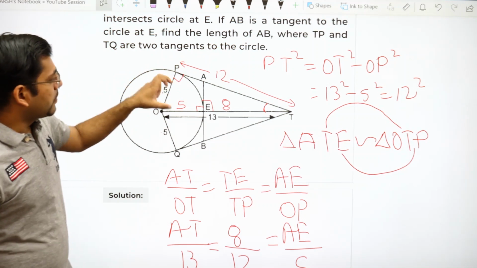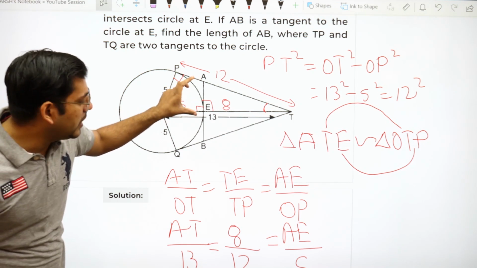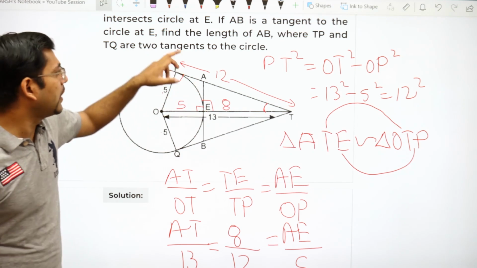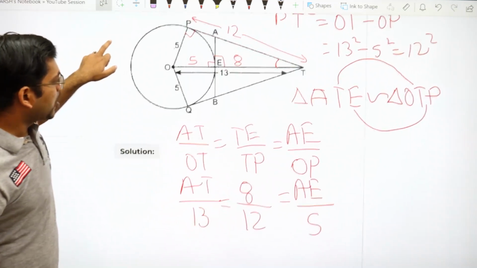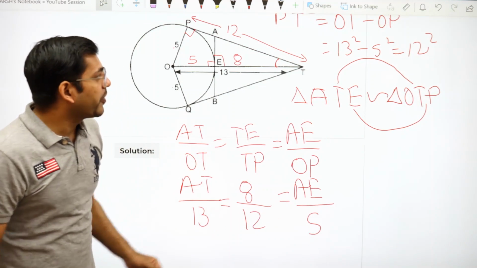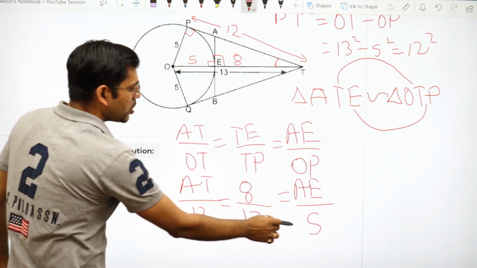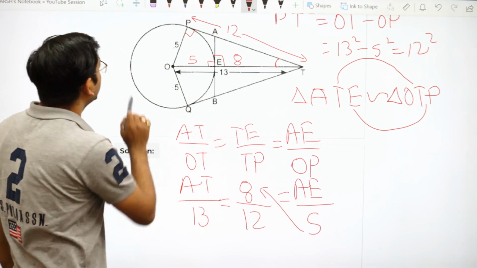Find the length of AB. So AB, if we get the value of AE, we will just multiply it by 2 and we will get the value. So it's again easy, because from here you will be getting the value of AE, isn't it? So just cross multiply them and you will be getting the value.